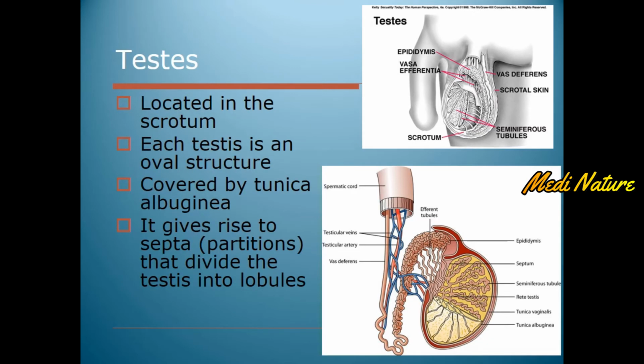First, we will see about the testis. It is located in the scrotum. Each testis is an oval structure covered by tunica albuginea. When the term tunica is there, we know it is a covering. Tunica albuginea gets into the substance of the testis and gives rise to septa or partitions. Therefore, each testis divides into lobules. In this picture, you can see the lobules.